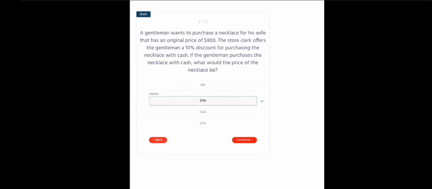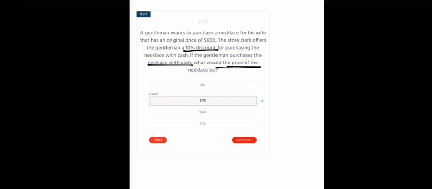Number 3. A gentleman wants to purchase a necklace for his wife that has an original price of $800. The store clerk offers the gentleman a 10% discount for purchasing the necklace with cash. If the gentleman purchases the necklace with cash, what would the price of the necklace be? So let's look at the question. It says he purchases it with cash, and what would the price be? Well, if he purchases with cash, he gets this discount here, right?